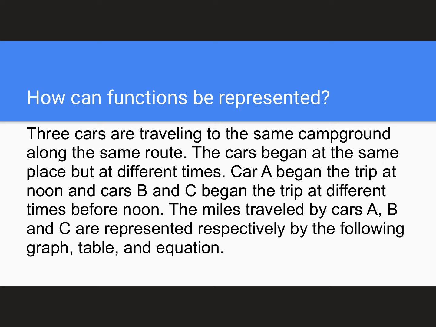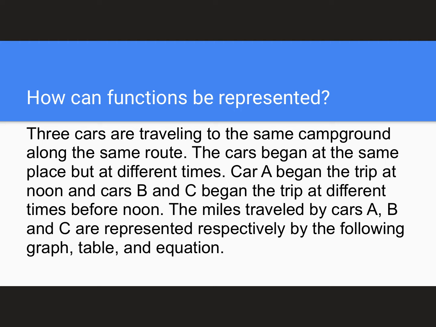So, let's look at this story. 3 cars are traveling to the same campground along the same route. The cars began at the same place, but at different times. Car A began the trip at noon, and cars B and C began the trip at different times before noon. The miles traveled by cars A, B, and C are represented respectively by the following graph, table, and equation.